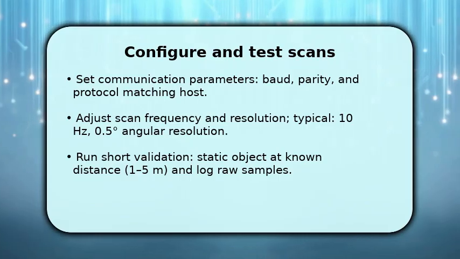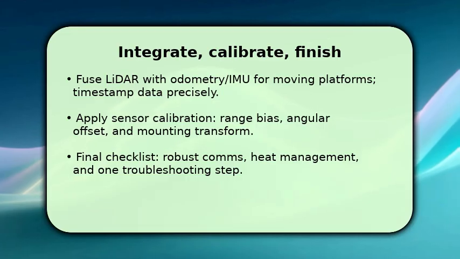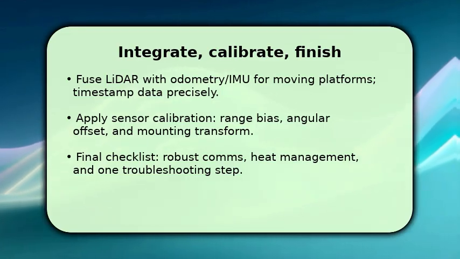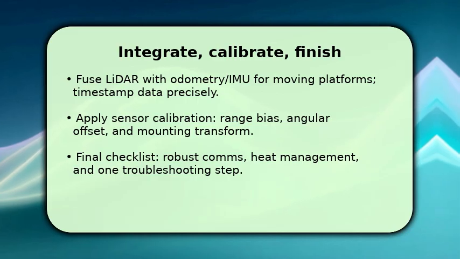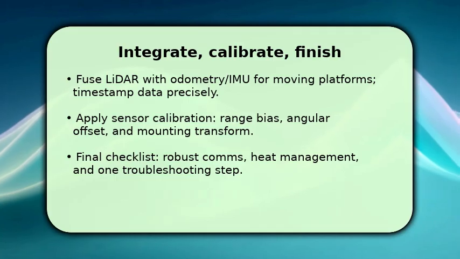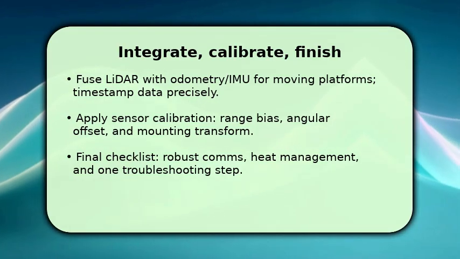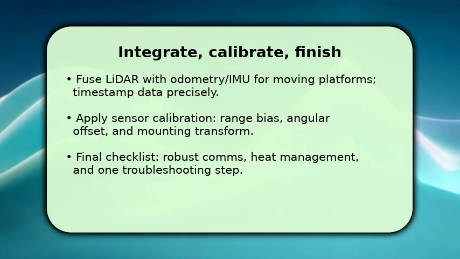Finish by integrating LiDAR data into your system. Time-sync scans with odometry or IMU and apply the sensor body transform so points align in the vehicle frame. Then run calibration routines for range bias and angular offsets. These correct systematic errors and improve mapping. Validate results in motion and adjust filters for real-time use.